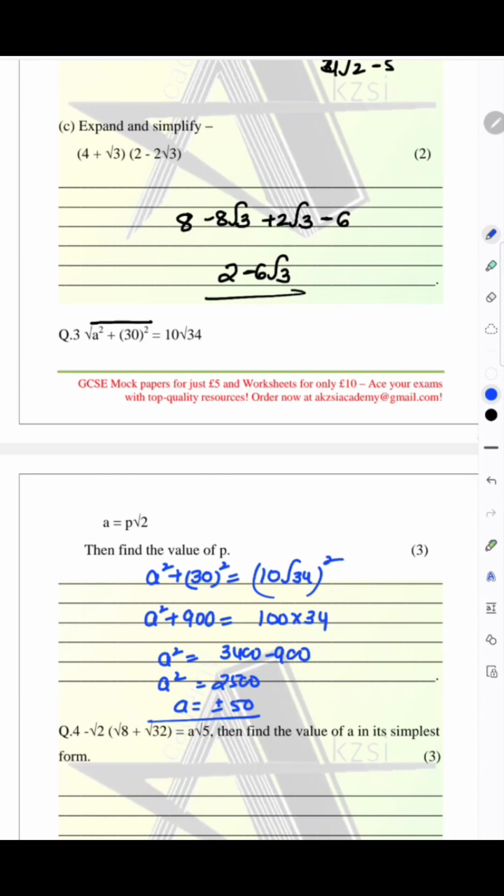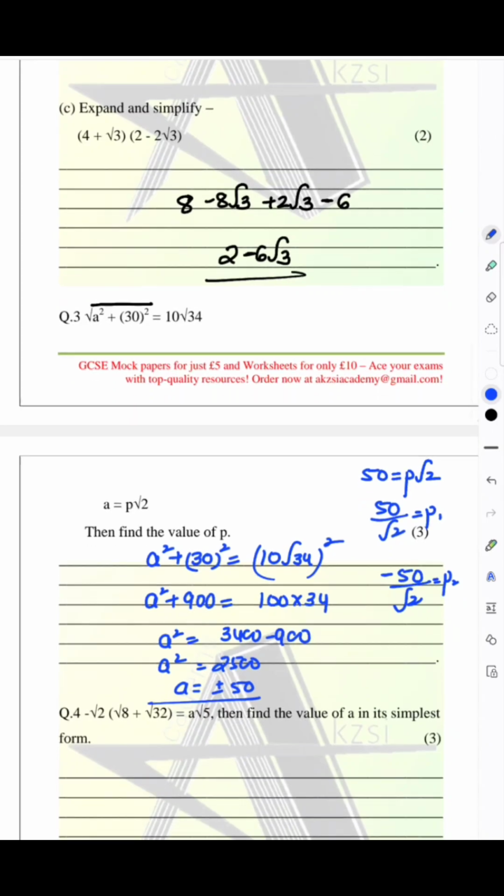Now we have to find the value of P. When you put A as 50, this is P root 2, so I'll divide it by root 2, which gives me 50 over root 2. That's P1. Because we have two different values of A, we'll be getting two different values of P. In that case, we'll get minus 50 over root 2 as P2. So these are the two values of P that we'll get.